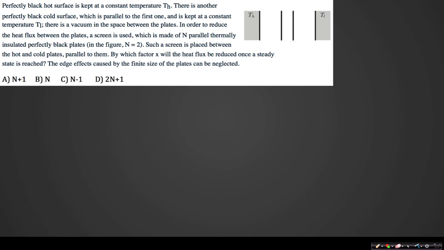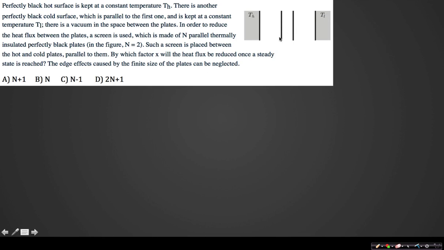So basically this question is talking about reducing the heat flux. Heat flux means the heat current, dQ by dt. If we do not place any screening here, then the heat current will flow from higher to lower temperature, and definitely for radiation there will also be heat from lower to higher temperature. So the net heat current you can calculate.